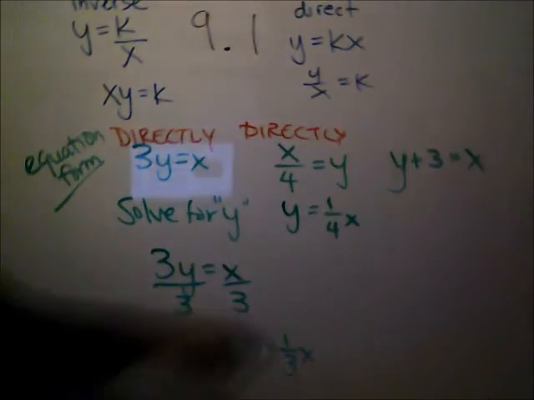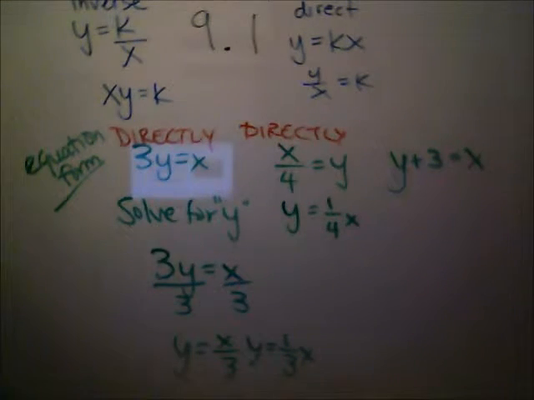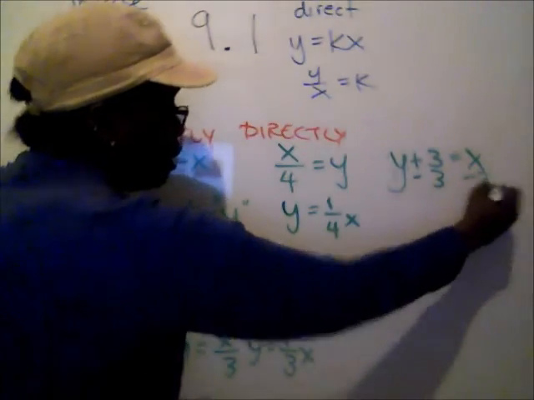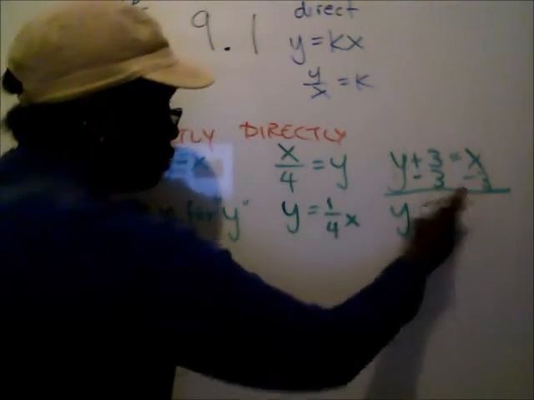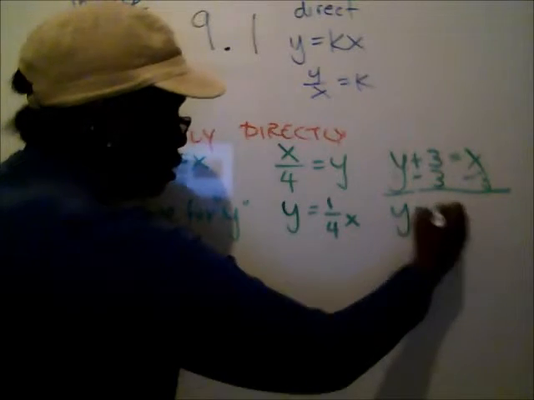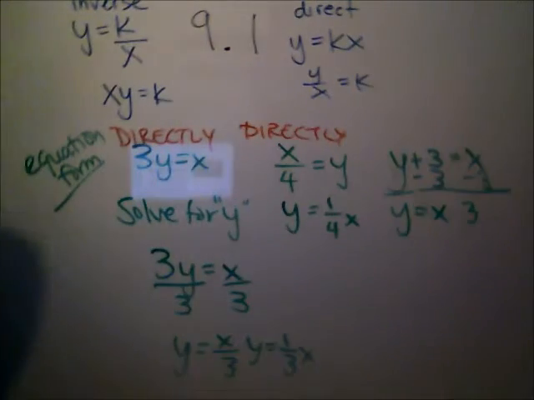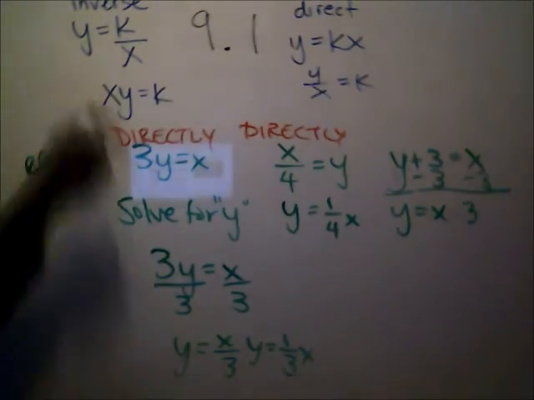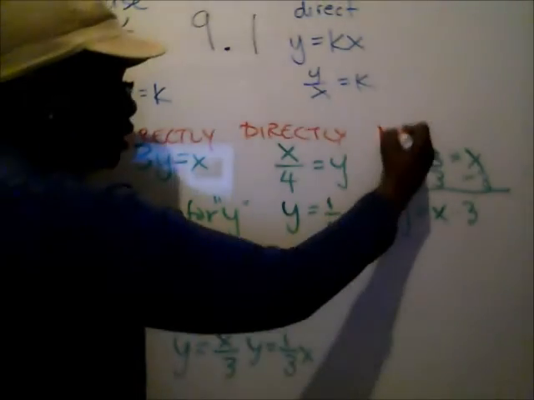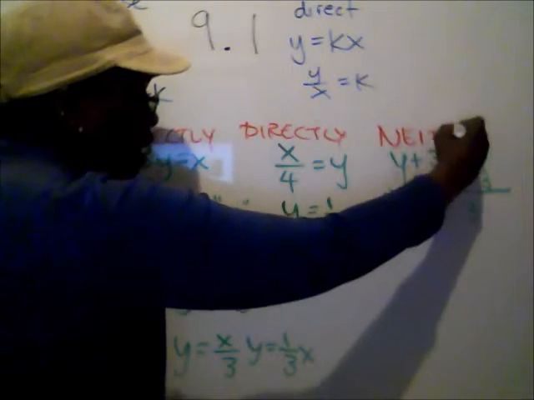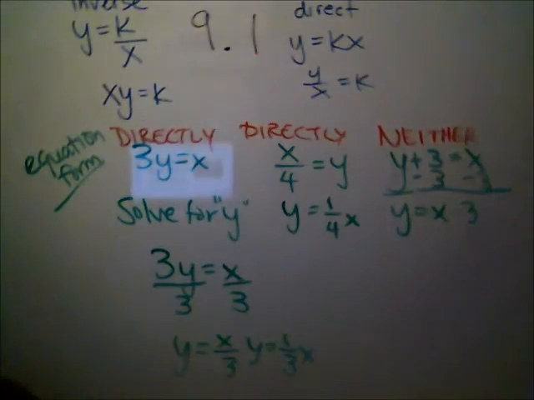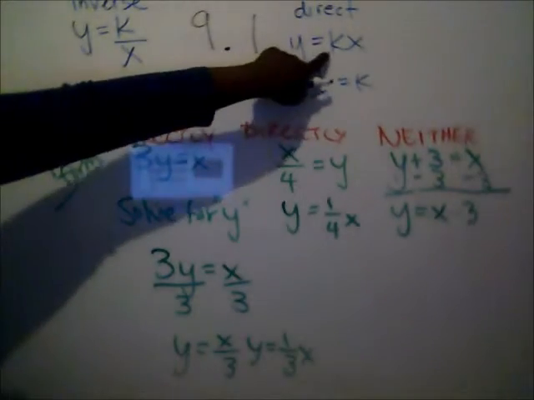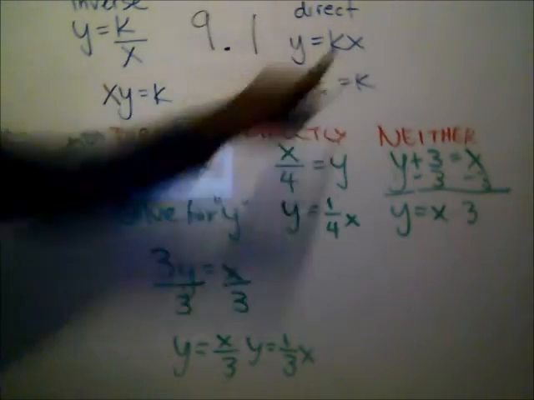Okay, let's look at this over here. Well, we have to get it into y equals first. It's y plus 3 right now, so we're going to subtract 3. So we get y equals x minus 3. Well, neither of our equations deal with plus or minuses, so this would be an example of a neither. Okay, so again, for something that varies inversely, x should be in the denominator. For something to vary directly, x needs to be multiplied by some number.